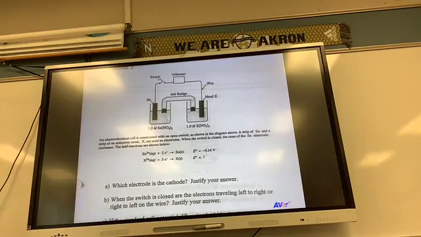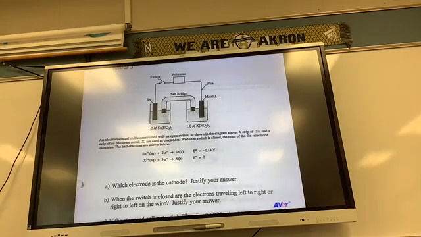Identify metal X. Wait, so it's getting mass. No, it's left to right. Cathode gives up electrons. Yeah, so it's right. It's left to right.